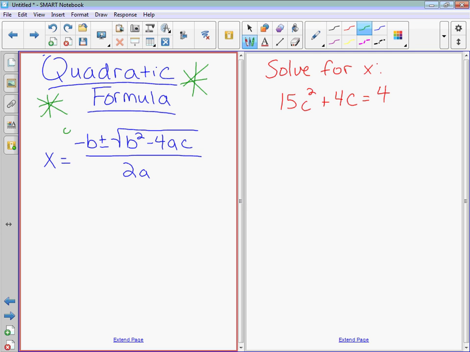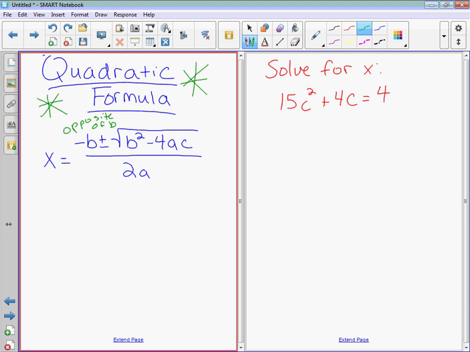Notice how I said that this is the opposite of b. That's because you need to put in whatever the opposite of b is. If b is 2, you put in negative 2. If b is negative 4, you put in positive 4. You always put in the opposite of b.